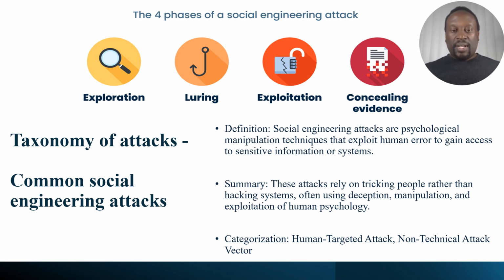Common social engineering attacks. Social engineering attacks are psychological manipulation techniques that exploit human error to gain access to sensitive information or systems. These attacks rely on tricking people rather than hacking systems, often using deception, manipulation, and exploitation of human psychology. This can be categorized as human-targeted attack, non-technical attack vector.